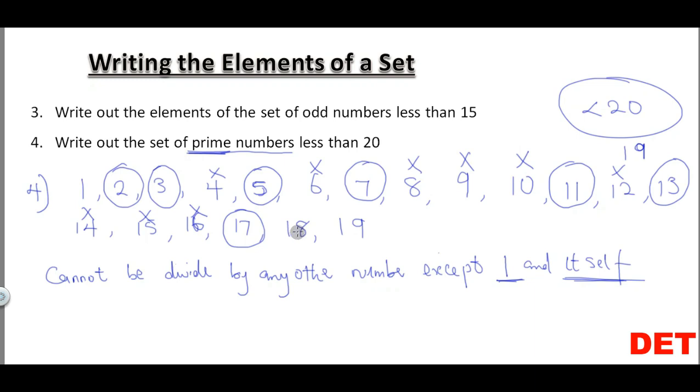All right. Is 18 a prime number? No, because 18 can be divided by 2. 18 can be divided by 9. 18 can be divided by 6. So 18 is not a prime number. Is 19 a prime number? Yes, because there is no other number that can divide 19 except 1 and itself.